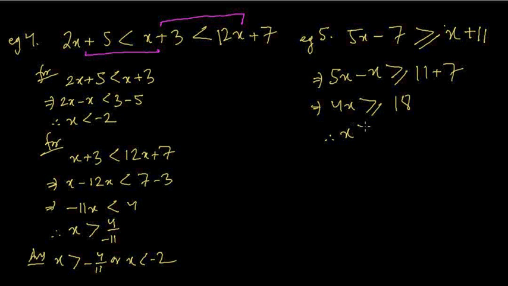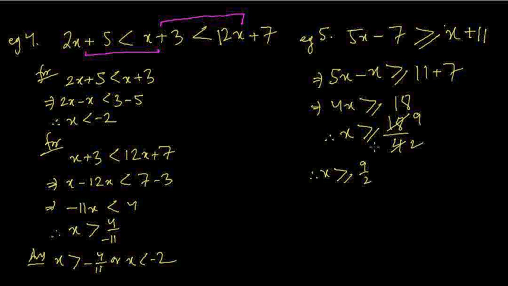Therefore, now since it is a positive number, the inequality sign will not be reversed, it will be the same, just like an equation. So 18 by 4, 2 9s are 18, 2 2s are 4, x is greater than or equal to 9 by 2. Now x is greater than or equal to 9 by 2, that means the value is going to be equal to 9 by 2 or more than 9 by 2.